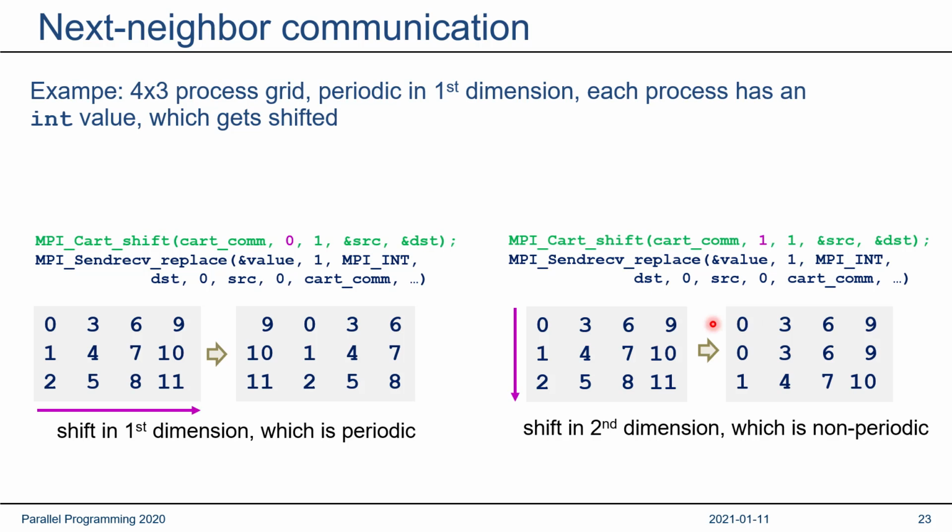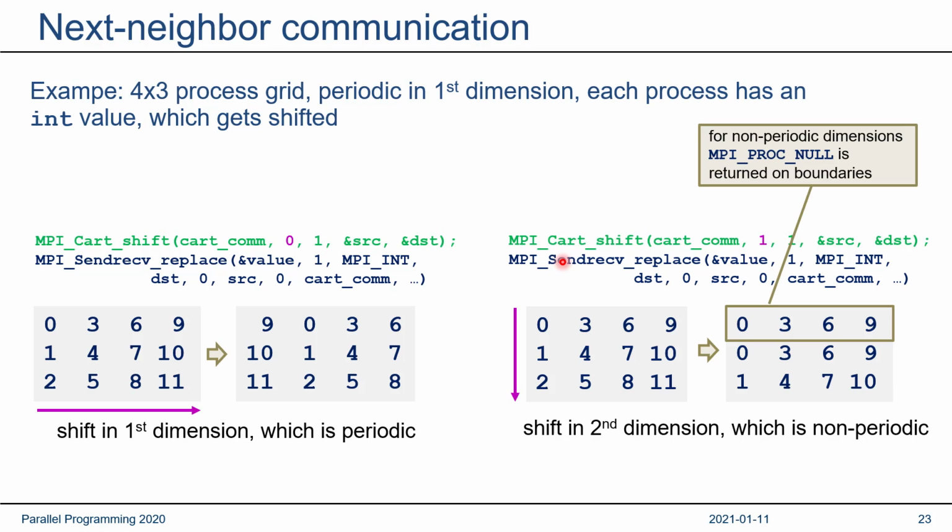Which means that the MPI_Sendrecv_replace will work as intended, and every process that doesn't have anything to receive will have MPI_PROC_NULL as its source parameter, or if it doesn't have anything to send, it will have MPI_PROC_NULL as its destination parameter. So everything is taken care of, and you don't actually have to change the code significantly when going from a non-periodic to a periodic dimension and vice versa. So for non-periodic dimensions, MPI_PROC_NULL is returned on boundaries, so you don't have to think about that twice.